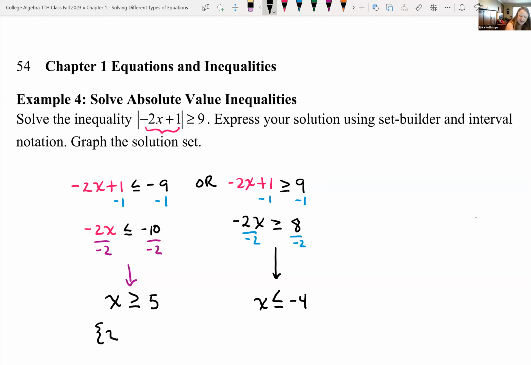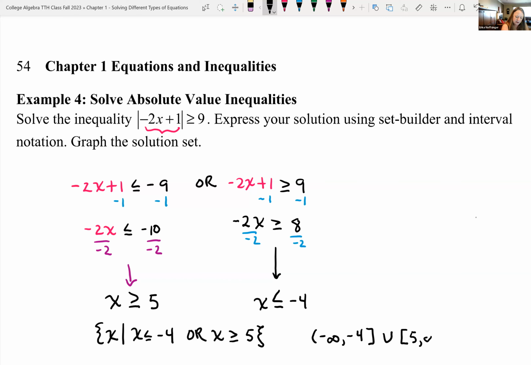So set builder notation is x such that x is less than or equal to negative 4, or x is greater than or equal to 5. To write that in interval notation, I'm looking at coming in from negative infinity up to negative 4. I'm including it, so bracket. Union. Now I'm also taking the set starting at 5, including it, so bracket 5, comma, going to infinity.